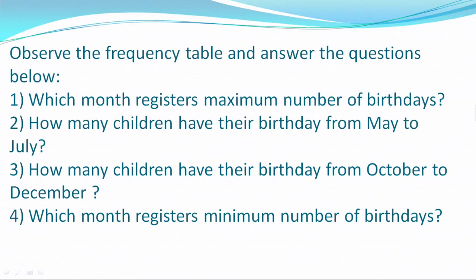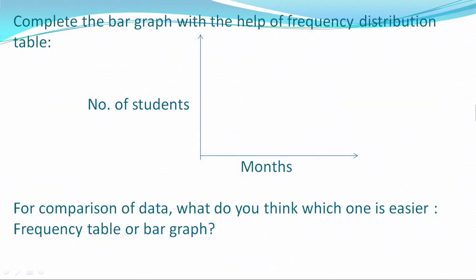After making this frequency distribution table, observe it and answer the questions. First question, which month registers the maximum number of birthdays? Second, how many children have their birthday from May to July? Third question, how many children have their birthday from October to December? Fourth question, which month registers the minimum number of birthdays? Then complete the bar graph with the help of the frequency distribution table. On the horizontal line, you can show months, and on the vertical line, you can show the number of students.